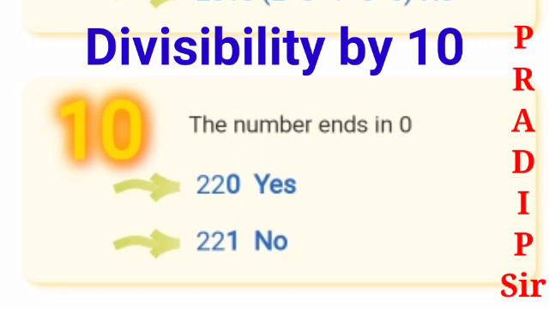That means the digit in units place should be 0. Let's take an example, 220. The last digit, that means the digit in units place, is 0. So the number is divisible by 10. But in case of 221, that ends with 1, which is not 0. So the number is not divisible by 10.